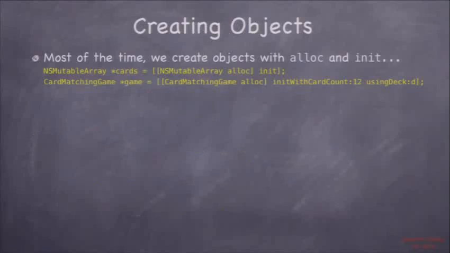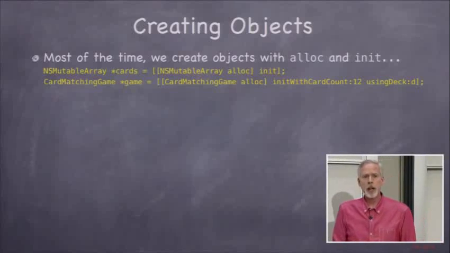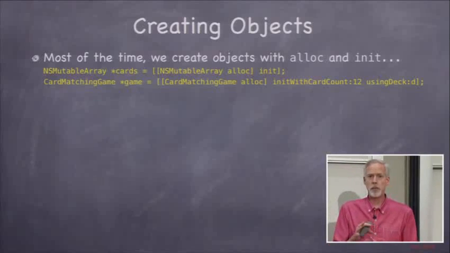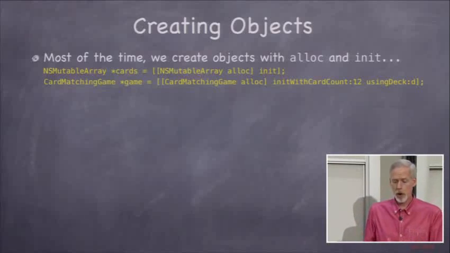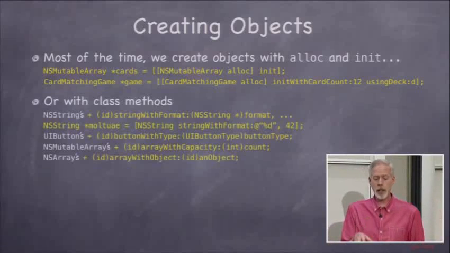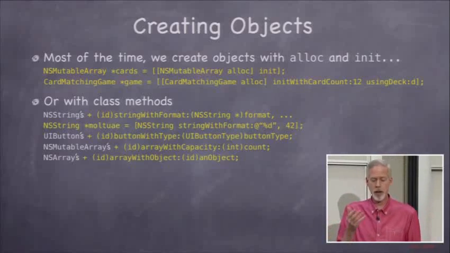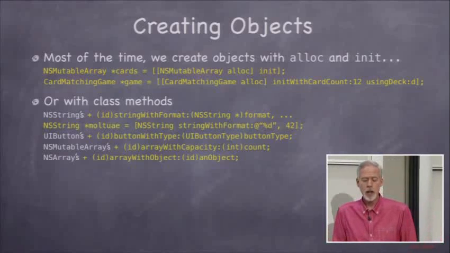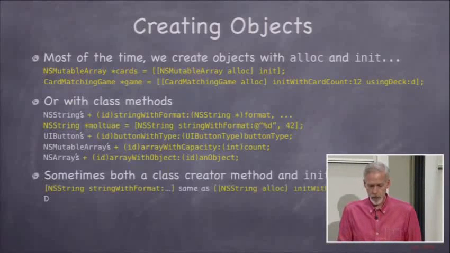Let's talk about creating objects. A few of these things are pretty obvious, I hope, but I just want to put them on slides so that you have them in writing here. You know that most of the time when we create objects in the heap, we do it with this alloc init business, right? So sometimes the init is just init, like NSMutableArray alloc init, and sometimes it's a more complicated init, like we had with our card matching game, initWithCardCount:usingDeck:, so that you're used to that. And you've also seen us create objects in the heap using class methods, like stringWithFormat. Remember, we did NSString stringWithFormat, and that's a class method, right? Because it's an open square bracket, the name of a class, and then a class method. So that's two different ways you've seen already to create objects.